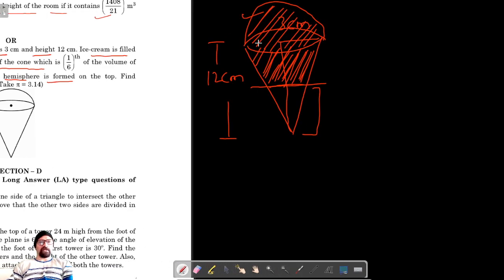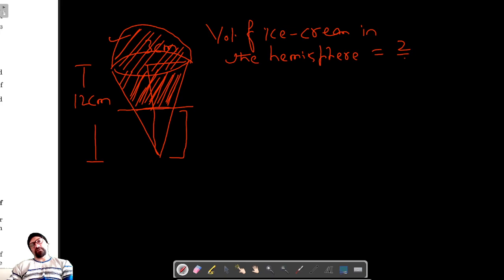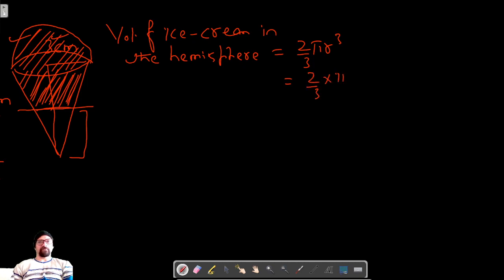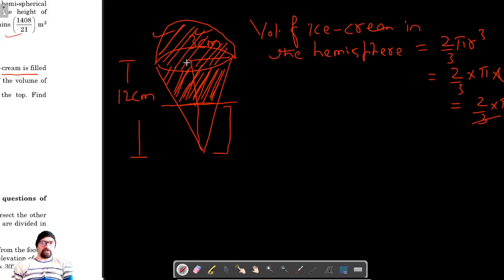Okay, we can find the volume of the ice cream where it has formed the hemisphere. So volume of ice cream in the hemisphere. So hemisphere's volume is 2 by 3 pi r cubed and radius is 3 centimeters. So radius is 3 and the cube of 3 is 27. So this is 2 by 3 into pi into 27, and 9 3s are 27. So this is 18 pi centimeter cube. Let's leave it here.